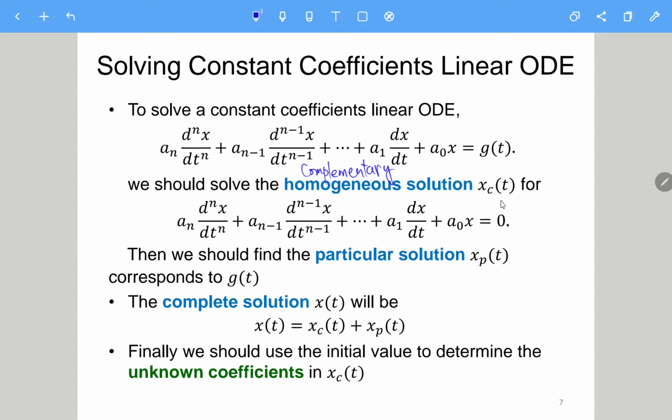And actually, to solve the homogeneous solution, we need to let g of t be 0. So this is the first step. We can first try to solve this one, and then we can try to find the particular solution regarding g of t. But for solving the particular solution, we cannot solve it for arbitrary g of t. For some specific types of g of t, we should be able to guess what the form of the solution is, and then we can try to find the coefficient.